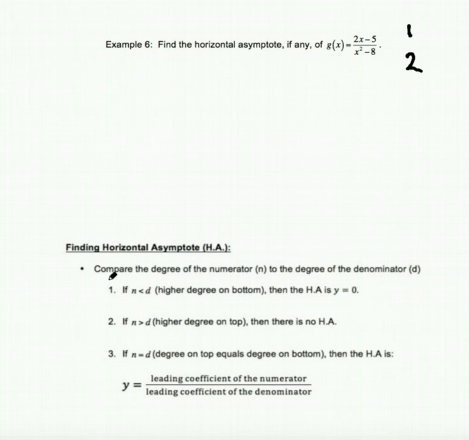So that means rule 1 is going to apply if you have a higher degree in the bottom. It says then our horizontal asymptote is automatically y equals 0. So the answer to this question is simply y equals 0.